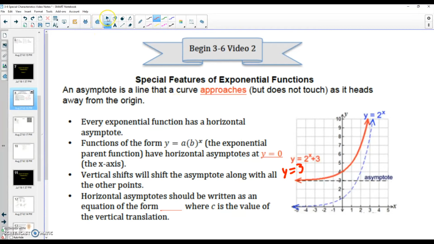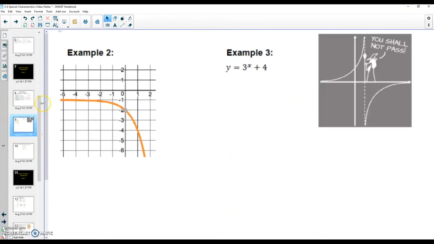So anytime that we're asked to write a horizontal asymptote, it should always be written as an equation, and it's always going to be a horizontal line, so it's going to be of the form y equals c, where c is whatever that value is that we are shifting the function by. If it's positive, it would be a positive c. If we're shifting down, it would be a negative c. That c is just going to be the value of our vertical translation. So let's go ahead and take a look at an example.